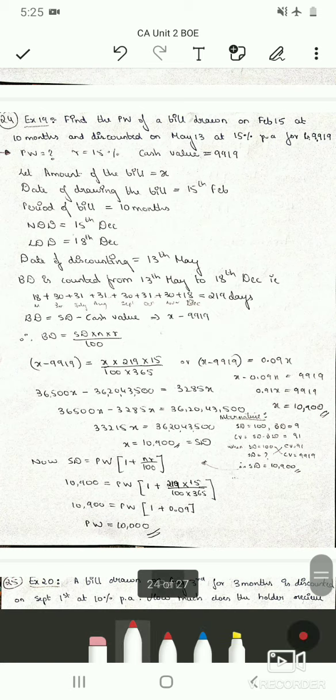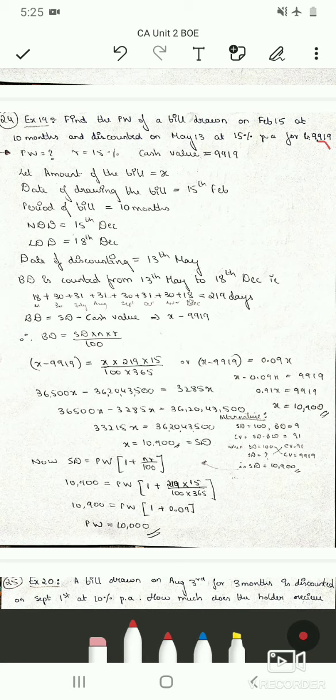So the 19th problem is find the present worth of a bill drawn on Feb 15th at 10 months and discounted on May 13th at 15% per annum for rupees 19,919. So in this question, unlike the other questions, they have asked to find out present worth and cash value is given. So they have given the bill was discounted for how much rupees?